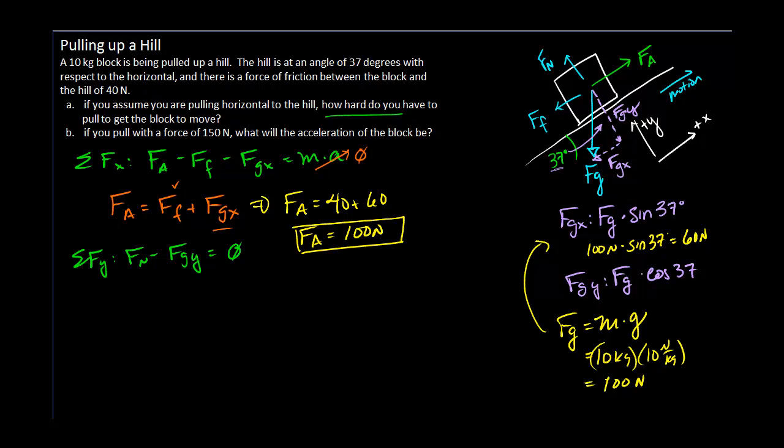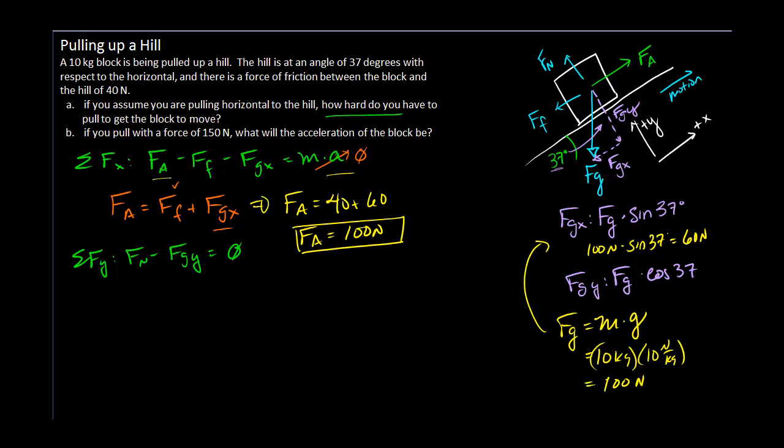Now part B asks, if you pull with a force of 150 newtons, what will the acceleration of the block be? I don't have to go and redo this entire problem. I can use most of what I've done so far. My situation is not going to change. My free body diagram is not going to change. My weight's not going to change. Most of the stuff here is not going to change. The only difference is I can no longer assume that my acceleration is 0 anymore. I'm now given the applied force, and I want to solve for the acceleration, so I can still use everything else I have.